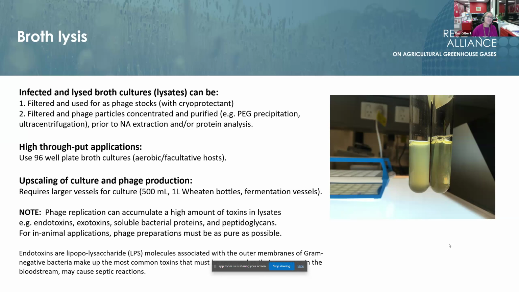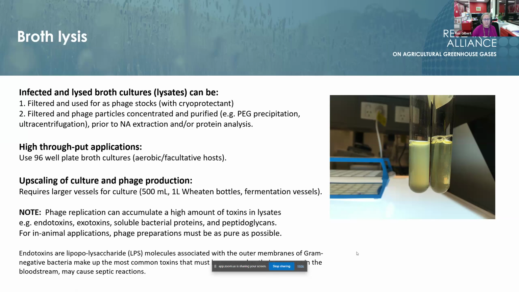So a little bit about broth lysis. Broth lysis is also very important for making your stocks, and it can be scaled up, and it is the basis of making enough particles so you can do nucleic acid extraction if you're going to do any genome sequencing or protein analysis. So I've just listed a few of the steps here and the uses of the lysis broth culture.